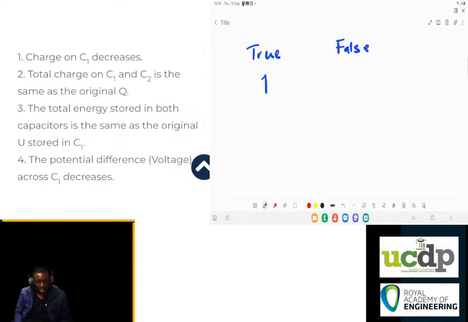No. Where is the other charge going to? Oh, wait. Oh, the total charge for C1 and C2. Okay, yes. It will be the same because that charge is distributed between 1 and 2. And when you add it up, you get the equivalent. Right, number 2 is true. I don't know why I overlooked it.